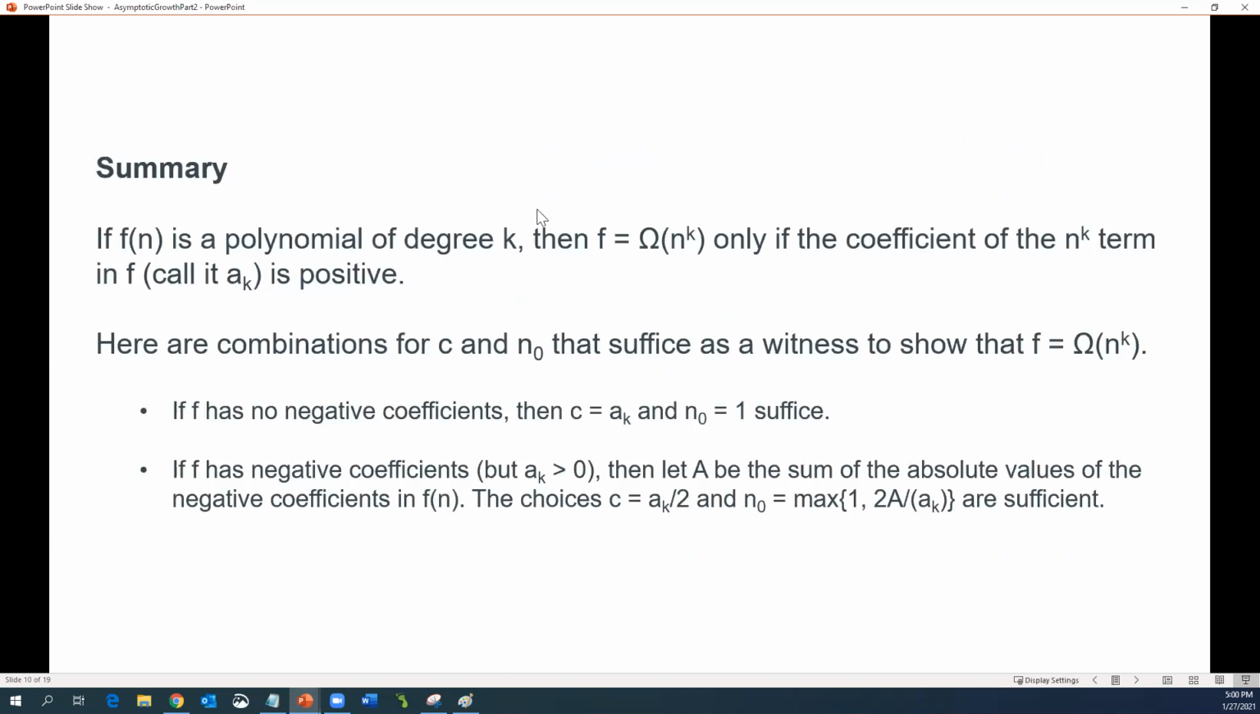Okay, so here's the summary for the omega. When we have a polynomial, we know that f then is omega of n to the k. And here with no negative coefficients, we just pick up the leading coefficient and use n naught of 1. If it has negative coefficients, then we do all this stuff here.